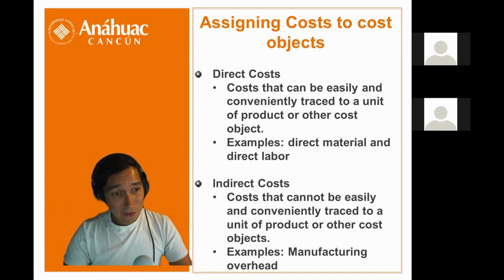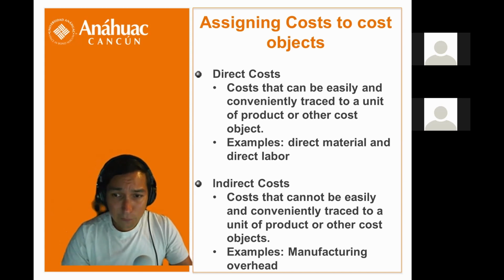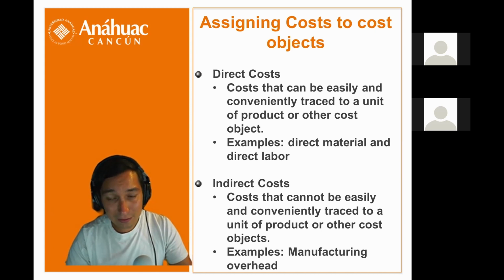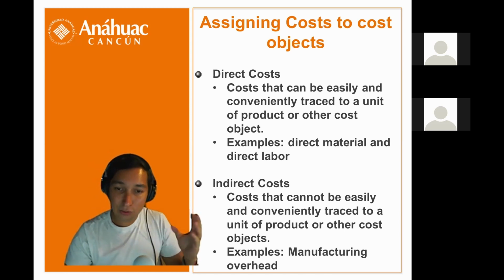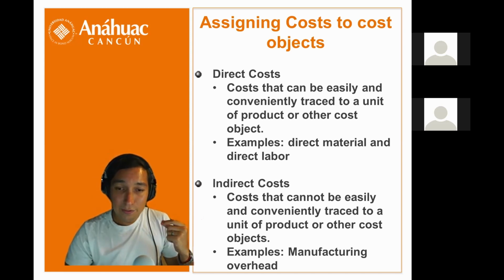So direct cost. If we're thinking in a manufacturing setting, so if we're making something, the costs that are easily and conveniently traced to each unit of product that we are making, so the direct material that goes into making each unit of product, the direct labor that goes into each unit of product. So these keywords, direct costs, are going to include direct material and direct labor.